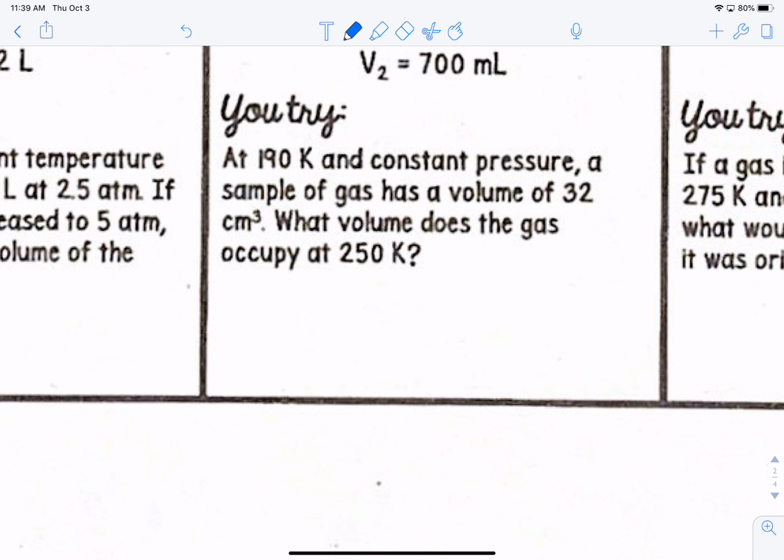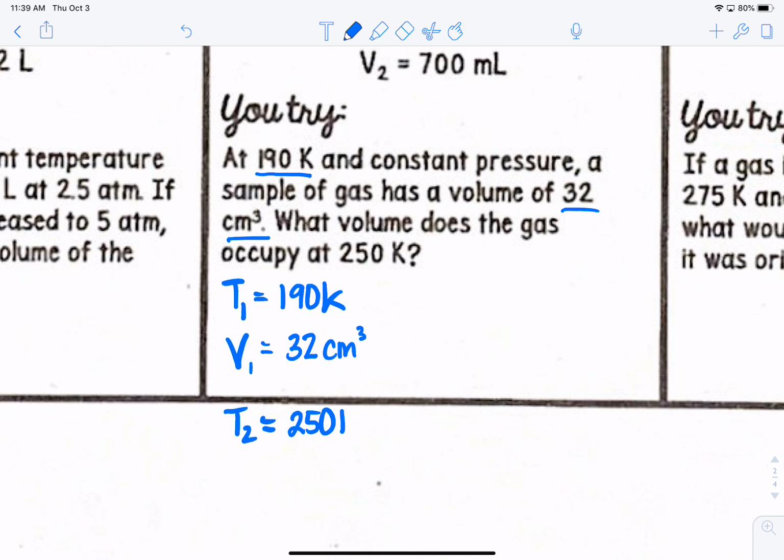All right, so we've got a temperature 1, which is 190 Kelvin. Here's one of the things. That's a volume. We've got a second temperature. That's 250 K. And what we're looking for, right, because here's our other one, what volume? Here's the question.